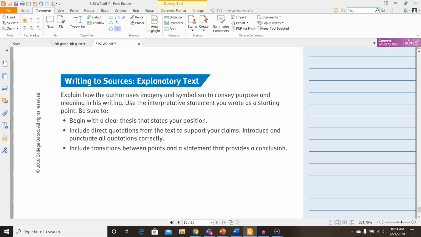So all you got to do is write a paragraph that hits all of these bullet points and does what they're asking you to do. And then you'll be all done with week 2 of English 1, semester 1, week 2.